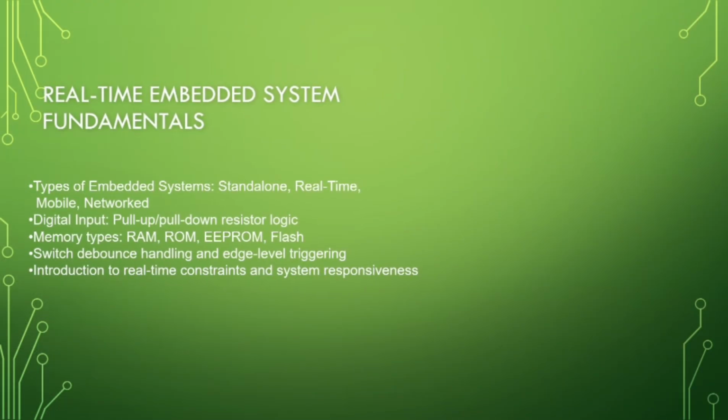What is a real-time embedded system? Types of embedded systems: standalone, real-time, and mobile network. Digital inputs are pull-up, pull-down, and resistor logic. Memory types are RAM, ROM, EEPROM, and flash. Switch debounce handling, edge triggering, and level triggering. Introduction to real-time constraints and system responsibilities.